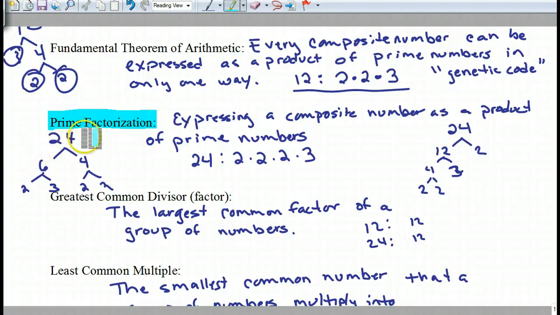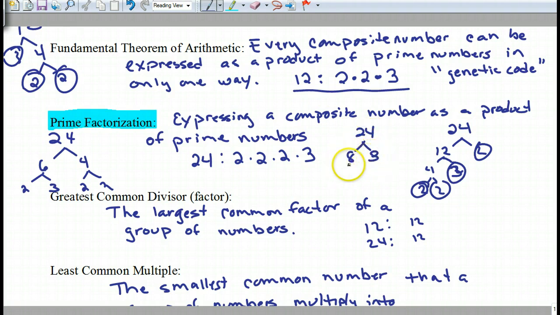For example, 24, if I were to make the factor tree of this, 6 and 4 go into 24, 2 and 3 go into 6, and 2 and 2 go into 4. There are other ways I could have done this. I could have made a factor tree with 12 and 2, 4 and 3, 2 and 2. They come up with the same answer. I could do 24 by 8 and 3. They all end up with the same prime factorization.